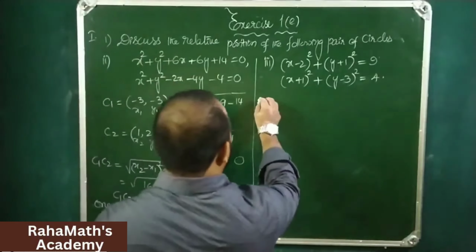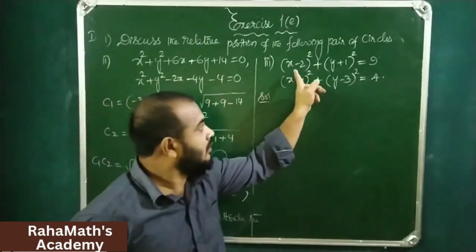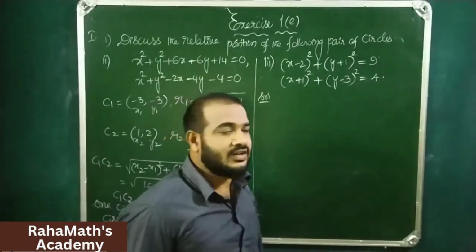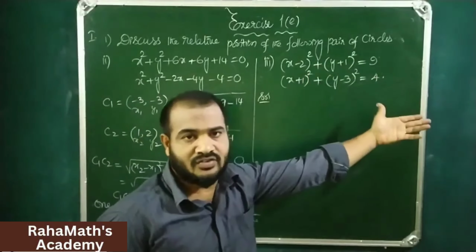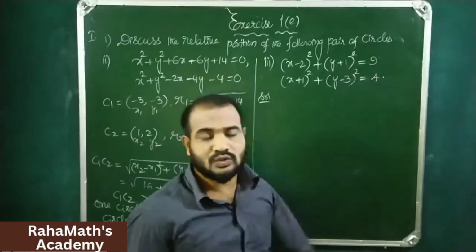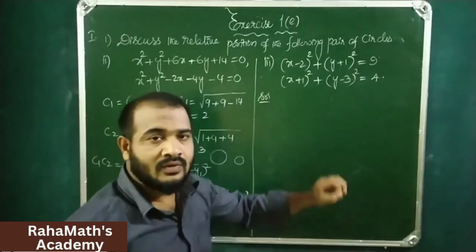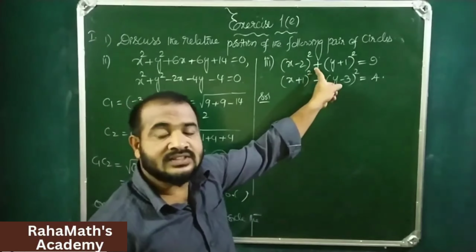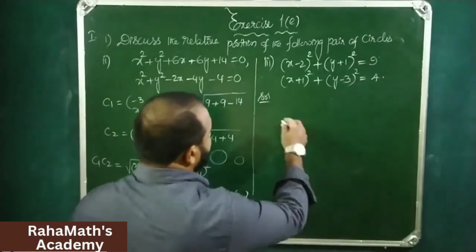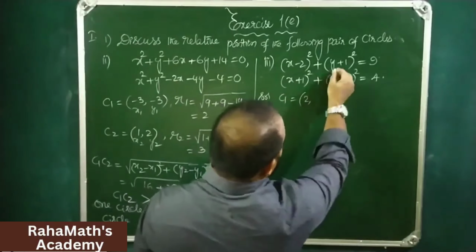And now come to the second one. Instead of expanding and coming to the general equation of a circle, we may do it from here itself. This is of the form (x minus h) whole square plus (y minus k) whole square equals r square. This is the central equation of the circle with center (h, k) and radius r. So can you tell me what C1 is here? (h, k), so (2, minus 1).